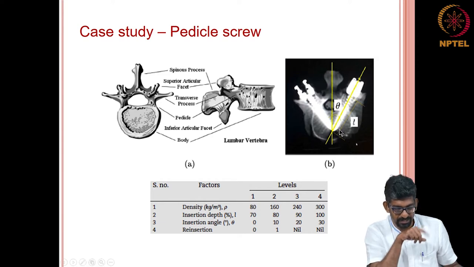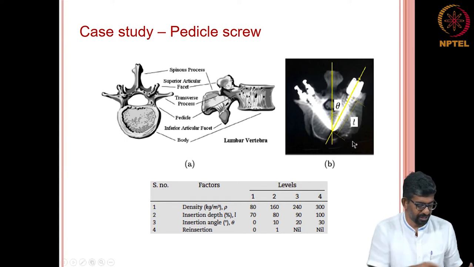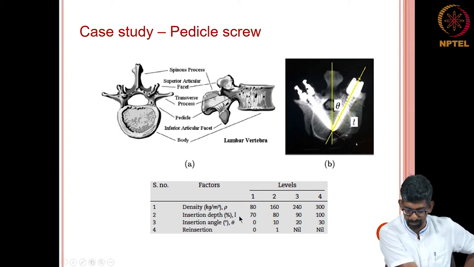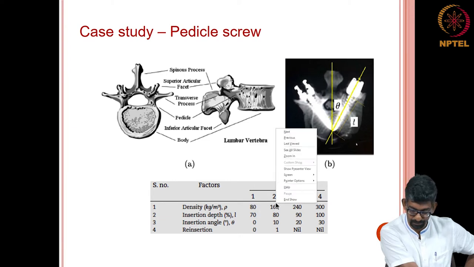So this information is reinsertion: 0 means there is no reinsertion, 1 means there was 1 reinsertion. So you can see there are different levels here. They took an orthogonal array to do this. That's a design of experiment. These are the different levels.